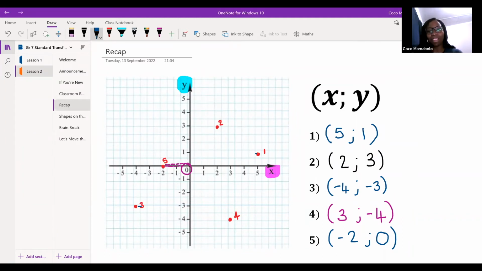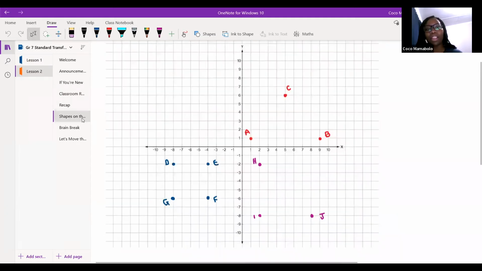All right, guys. Okay. I'm glad we're all feeling okay about this. Now, what we're going to do is we're going to look at shapes. We're going to look at shapes on the Cartesian plane or on the coordinate plane.